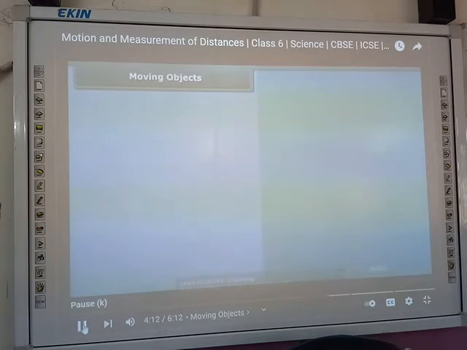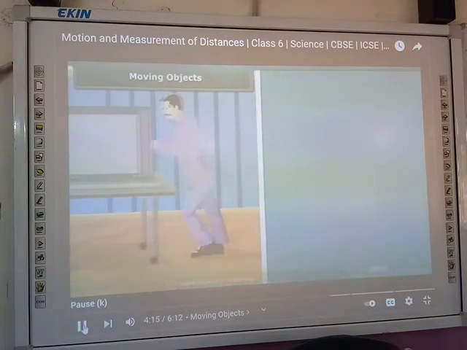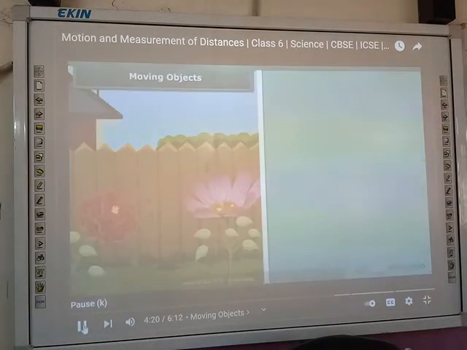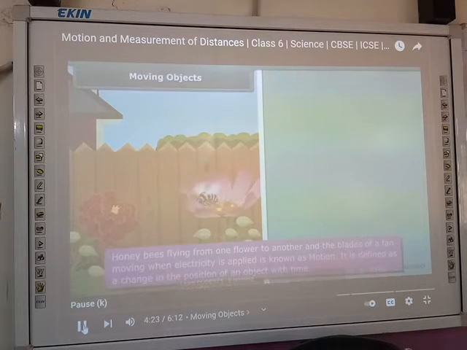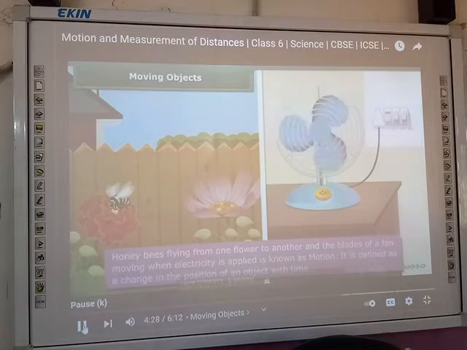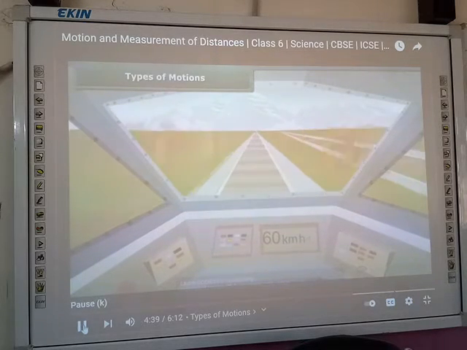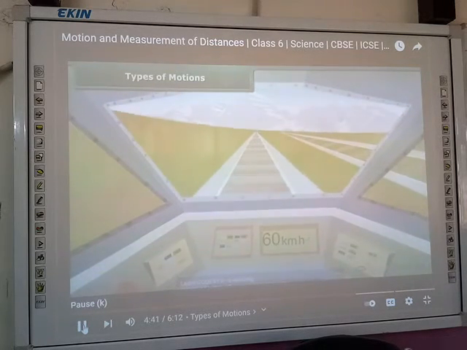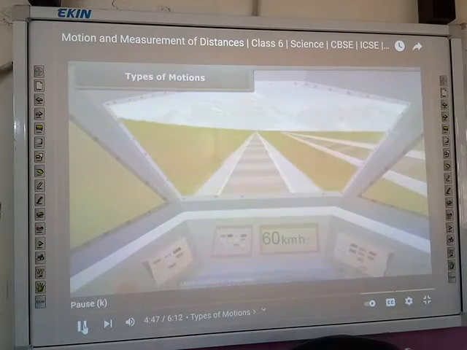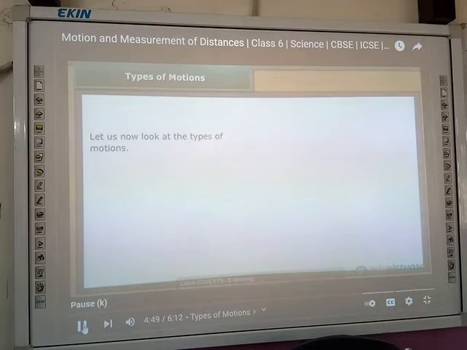Moving objects. You will notice that there are objects that move when you apply force or are moving on their own. For example, you will see honeybees flying from one flower to another. So also, you will notice that the blades of a fan move when electricity is applied. This is known as motion. It is defined as a change in the position of an object with time. Types of motions. As you know, motion is the change in position of an object with time. The change in its position can be determined through distance measurements. Let us look at the types of motions.